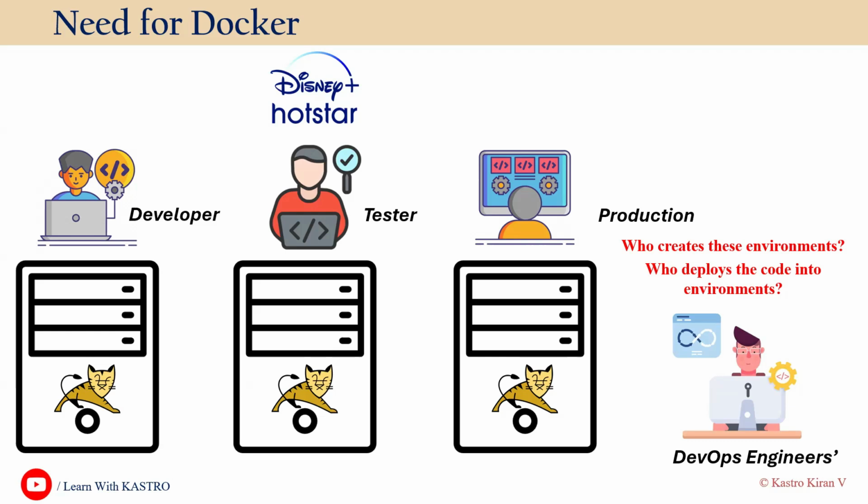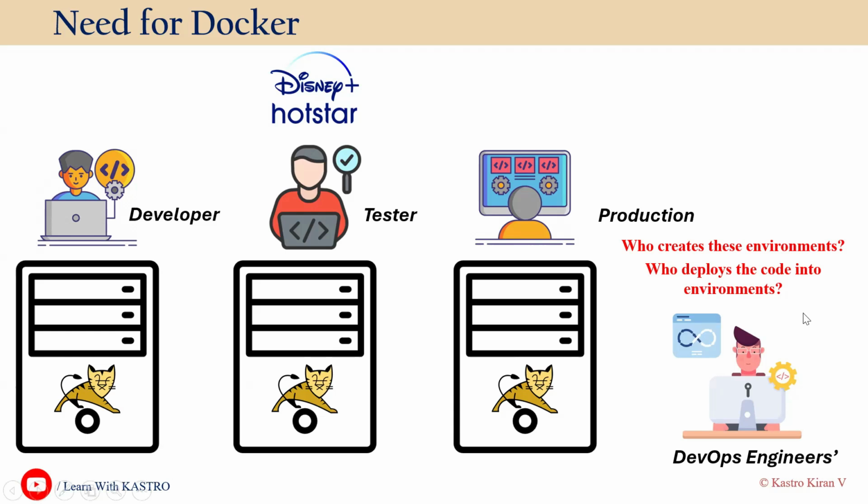Now, in order to do the deployments, we are going to use the Jenkins pipeline. We are going to use the Kubernetes cluster. We are going to create the Docker images, Docker containers. All these things will be done from the DevOps engineer point of view only. So that's where the need for a DevOps engineer is going to arise. What is the need here? Let's say each team has its own type of environment. The development team has a dev environment. The testing team has a testing environment. The production team has a production environment.